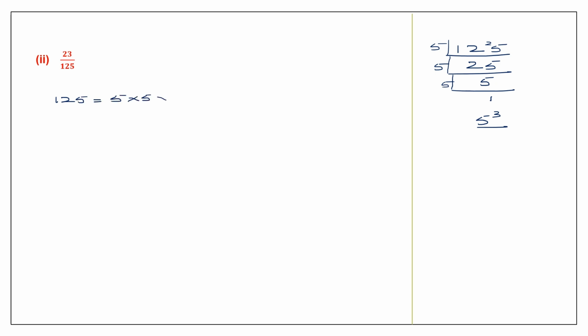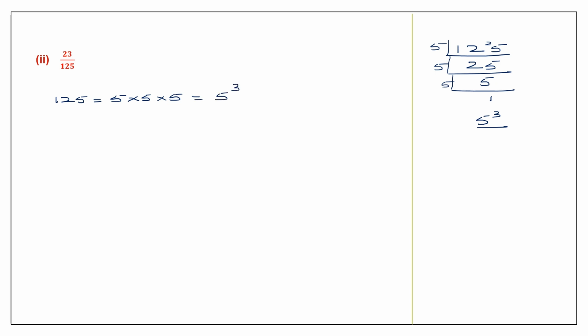So next question is 23 by 125. So let's take only the denominator and find the prime factors of the denominator. So let's begin with 5. 5 2s are 10. So we have 2 left here, 25. 5 5s are 25. Then we have 5 into 5, 25, continue. 5 1s are 5. So this is 5 to the power of 3.